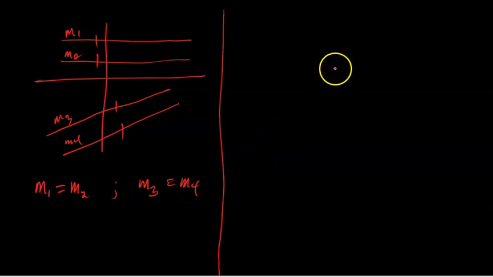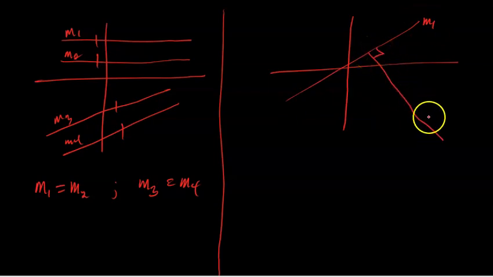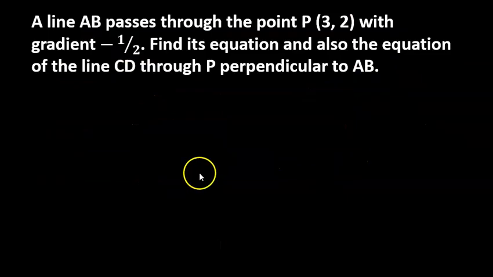Another unique case is when you have two perpendicular lines. Now, if I have my Cartesian coordinates this way, and I have a line this way, let's call this line M1, and there's another line here, such that they meet at a perpendicular point, and this is M2. Now, one unique thing you must note about their gradient is that the product of the gradients of M1 and M2 will be equal to -1. Let's have an example to illustrate this.